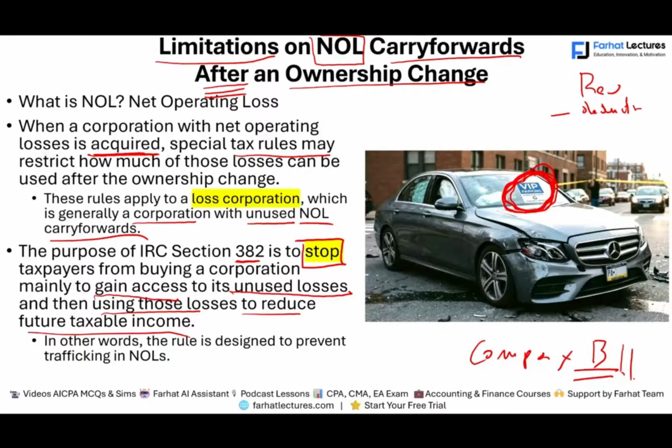So great, we have NOL. So now we need to know when this ownership change takes place, which is the section 382 ownership change. Let's go ahead and dive into this lesson.